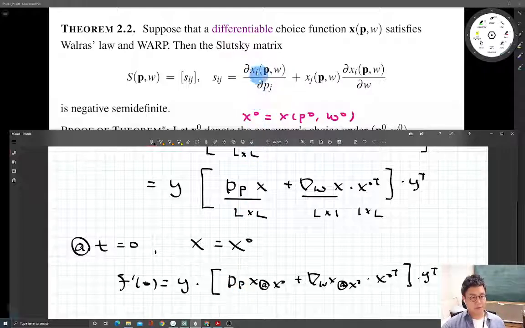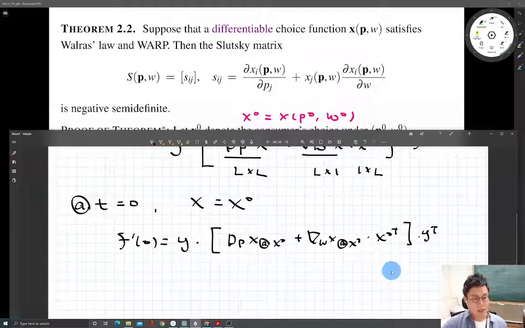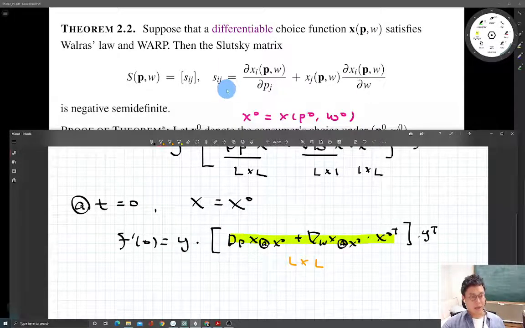Okay, so the first term, the price effect, is given by this derivative matrix, and this partial derivative with respect to income is captured by this gradient with respect to income. Okay, and then this x is given by this x transpose. So this is going to be an L by L matrix, and its ijth entry is going to be the substitution effect on demand for good i with respect to a change in price of good j.